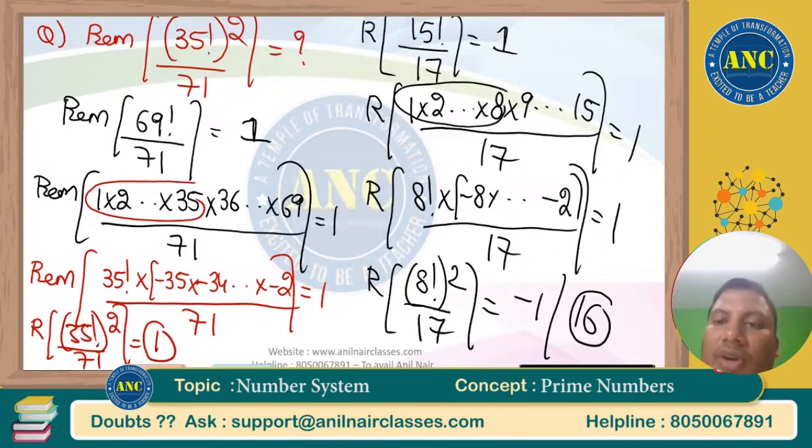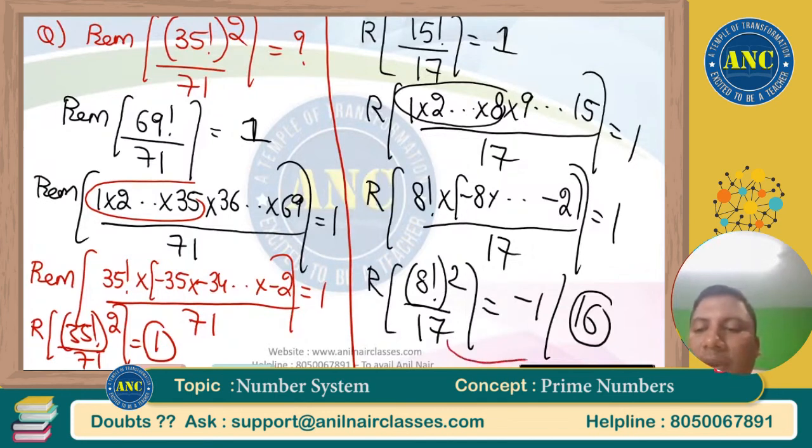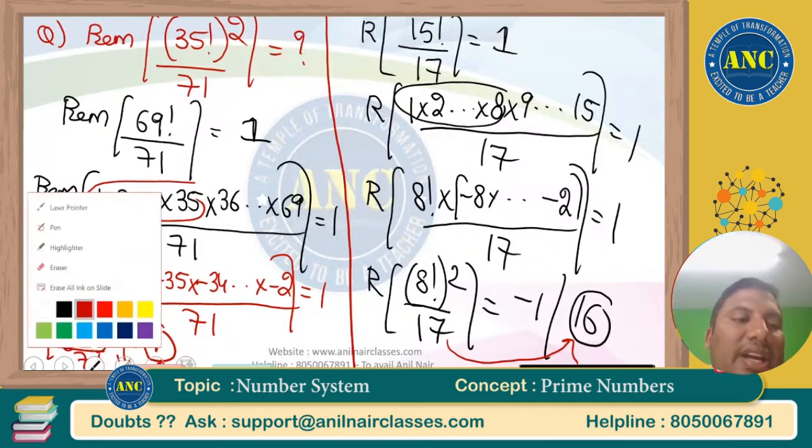15 factorial divided by 17 resulted in 8 factorial whole square divided by 17. So sometimes you are getting p minus 1, and sometimes you are getting 1. So these are the two cases. Don't generalize it and take it as p minus 1 always. Sometimes it is 1, sometimes it is p minus 1. All the 5 varieties of prime numbers we discussed in detail.